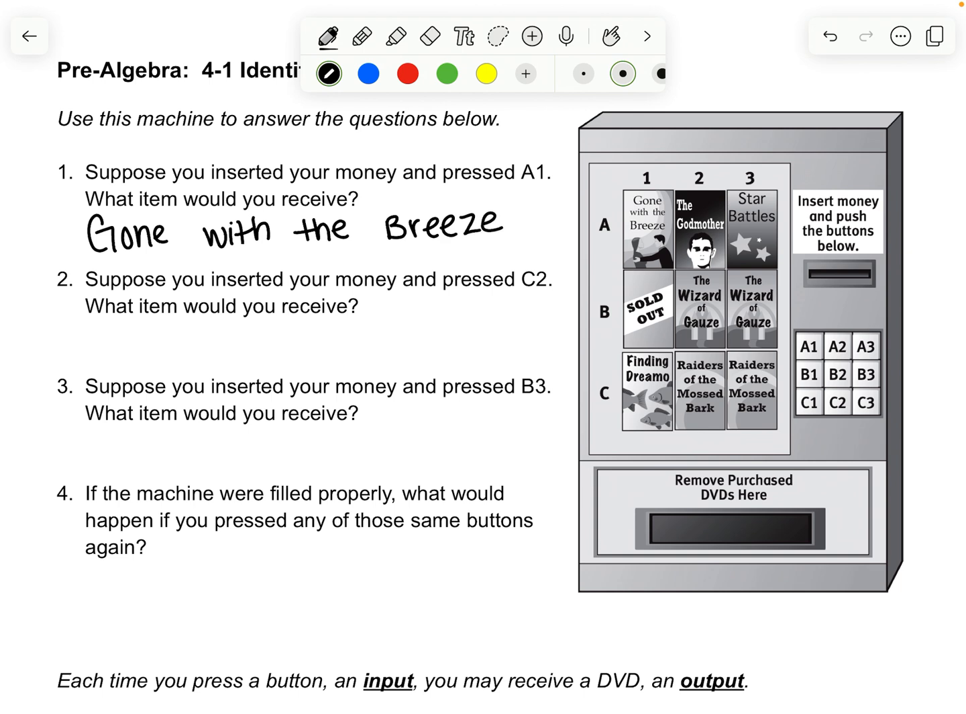Number 2, suppose you inserted your money and pressed C2. What item would you receive? I'm going to wait about 10 seconds. I'm going to let you find an answer. Please write your answer and see if you are correct.